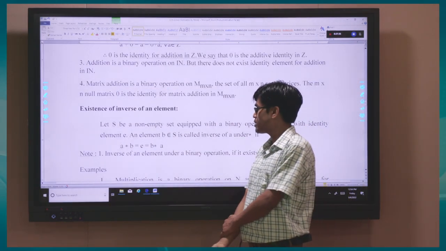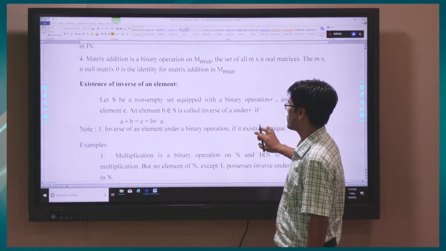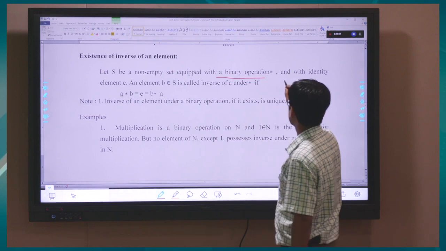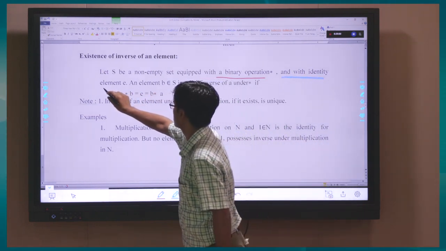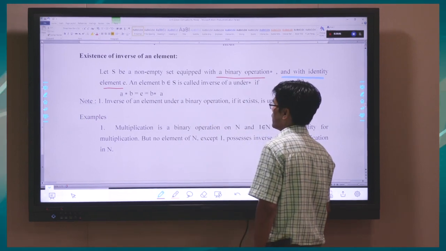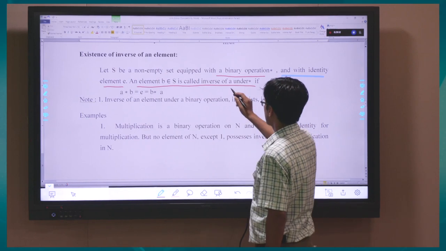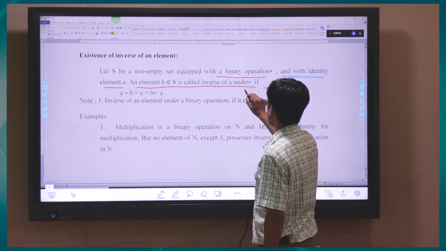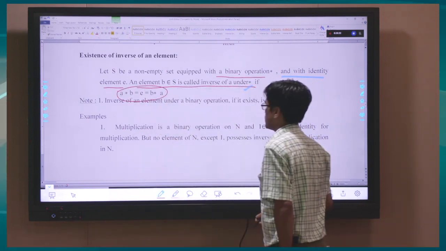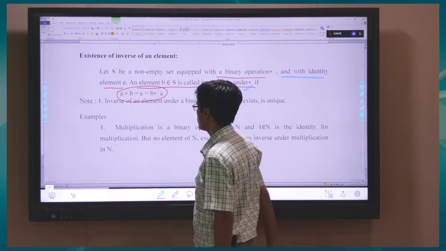The next property is the existence of inverse of an element. Let S be a non-empty set equipped with a binary operation star and with identity element E. Star is a binary operation on set S and E is the identity element. Then an element B belonging to S is called an inverse element of A under star if this condition is satisfied: A star B is equal to E and B star A is equal to E. Then B is the inverse of A.